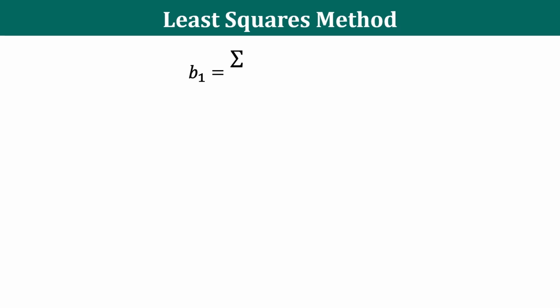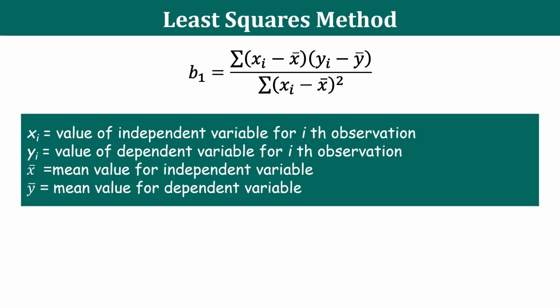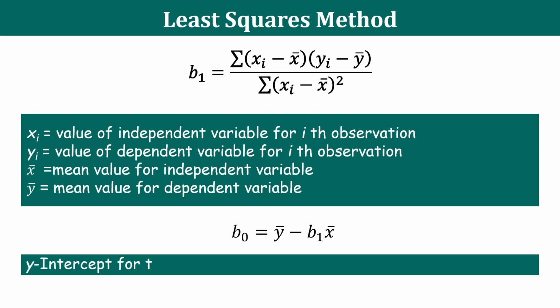B1 equals the sum of xi minus x bar multiplied by yi minus y bar, divided by the sum of xi minus x bar squared. And once we have B1, B0 is easy. Y bar minus B1 times x bar. That's the y-intercept for our estimated regression equation.